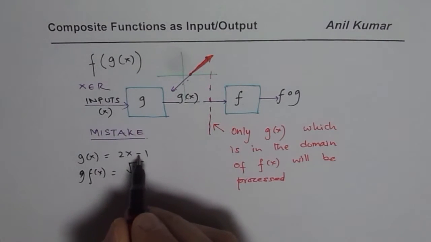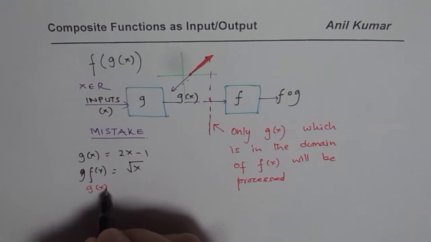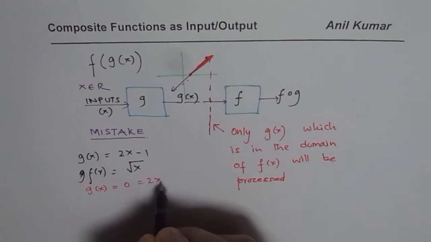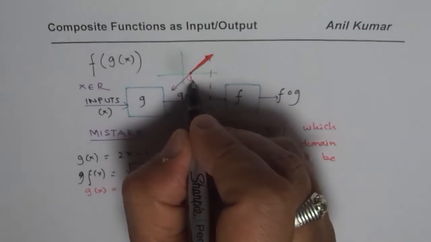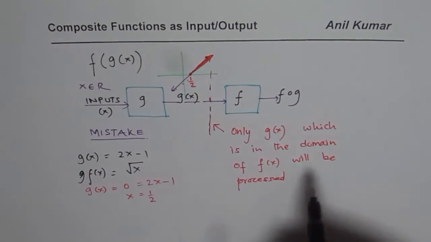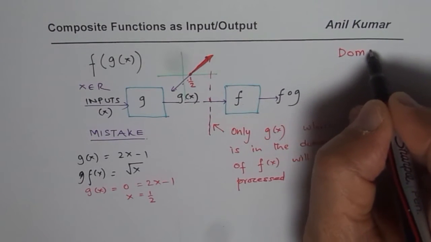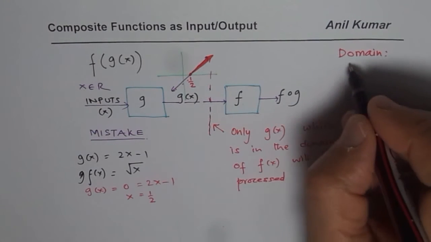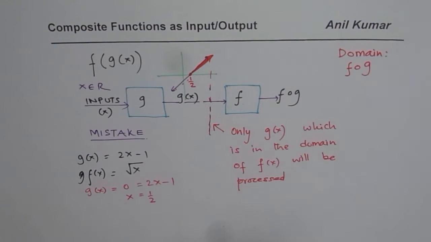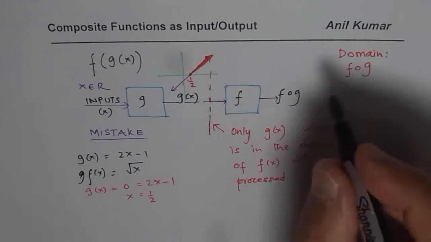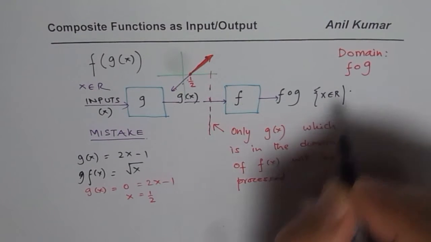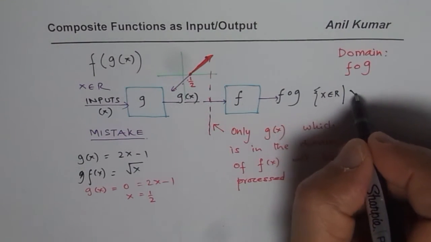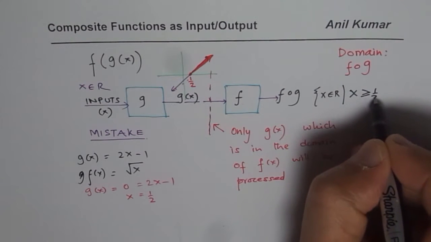So as you can see here, for g of x equals 0, we have 2x minus 1 equals 0, so x is equal to half, right? So this is x equals half. And therefore, if I'm considering the domain of this particular function, then what should it be? Domain of f of g, right? What should it be? That is the question. I hope you have the answer now. The answer is x belongs to real numbers, where x should be greater than or equal to half. Is it okay?